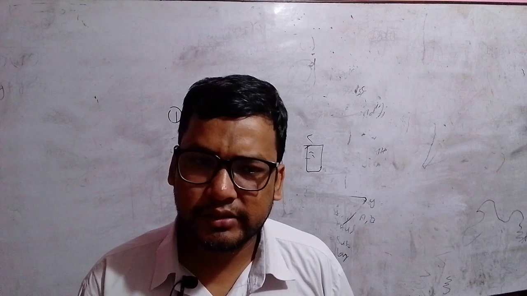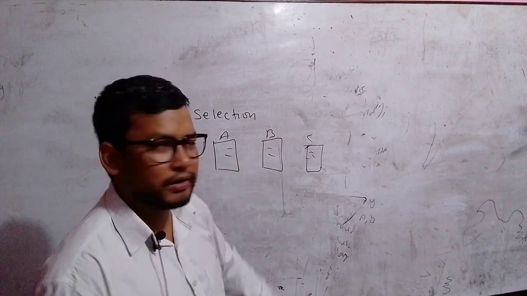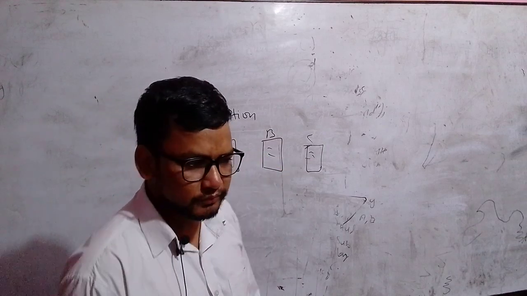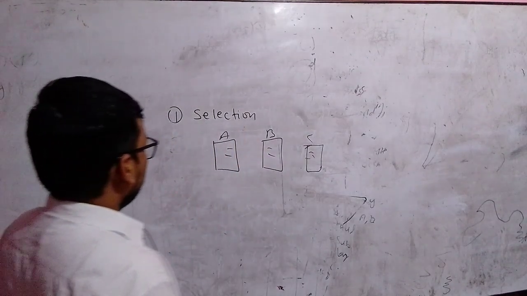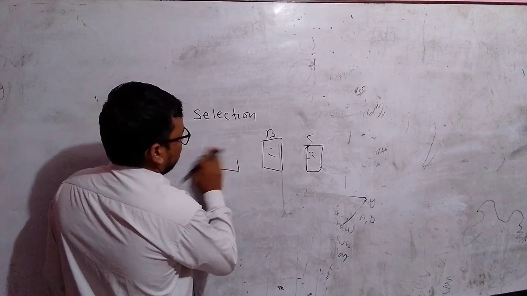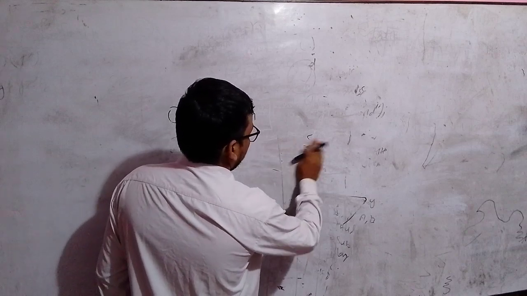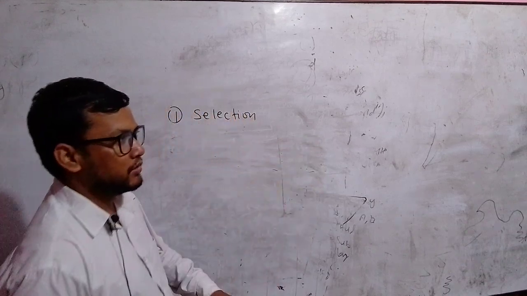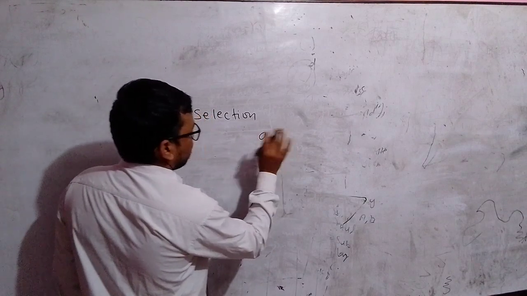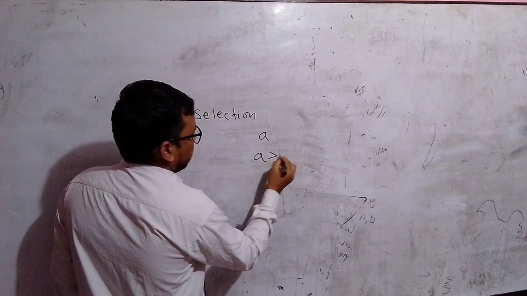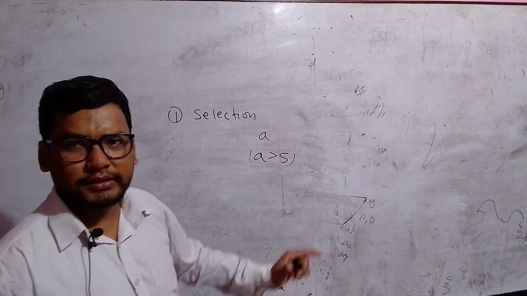When the condition is satisfied, the block of code corresponding to that condition will be executed and we will get that particular output. Let me describe conditions first before going to the types of selection. What could be the conditions? Suppose a is a variable. A is greater than 5. This could be a condition.